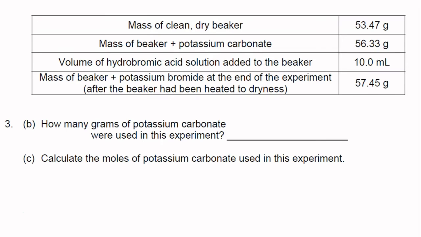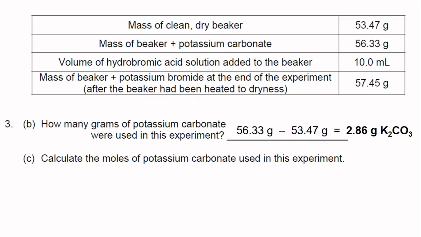We have some data from an experiment. How many grams of potassium carbonate were used in this experiment? We're going to subtract the mass of the beaker plus potassium carbonate. We subtract the mass of the empty beaker, and we get 2.86 grams of potassium carbonate. Part C, calculate the moles of potassium carbonate used in this experiment.